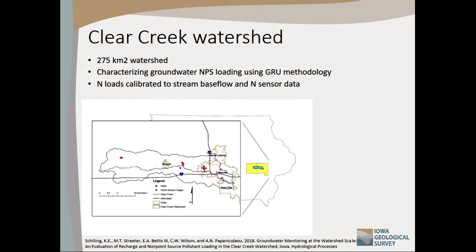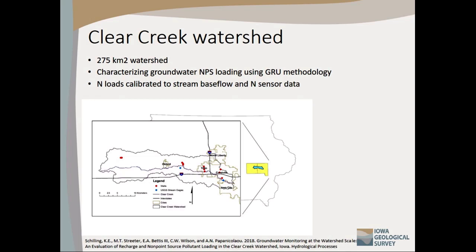Clear Creek watershed. It's 275 square kilometers in eastern Iowa. It drains into Coralville and Iowa City through Tiffin. For this watershed, we came into it thinking about this groundwater response unit idea. We didn't have money to dot that watershed and put wells uniformly across the basin. So what I did was focus in on some dominant land covers and said, all right, we want to represent the land cover and the landscape position classifications, and then we'll scale it up to the watershed scale.